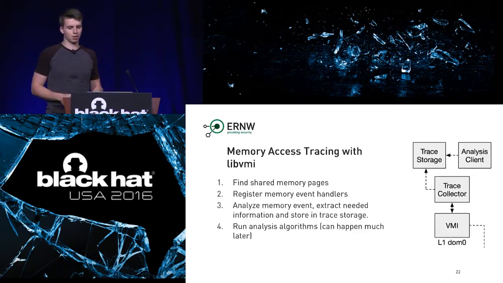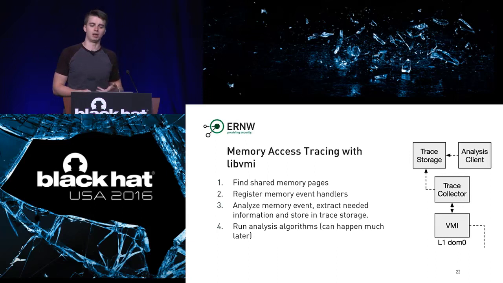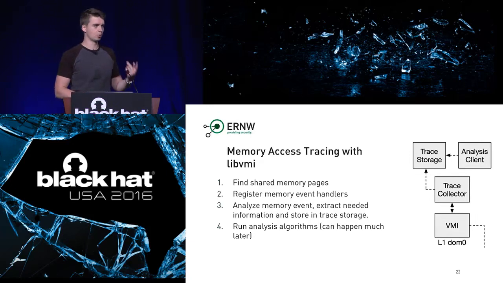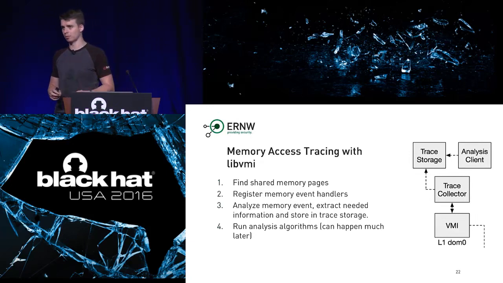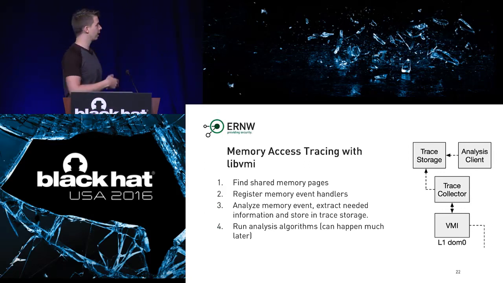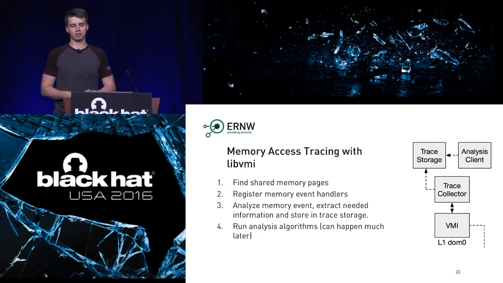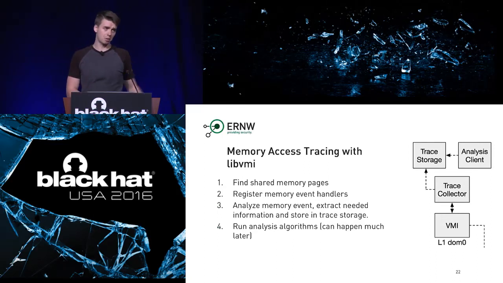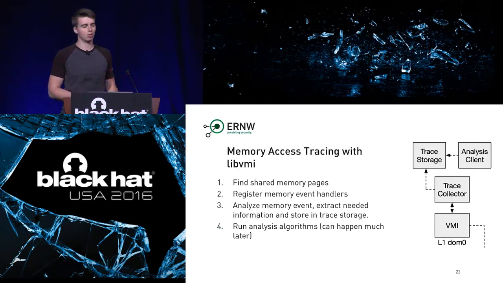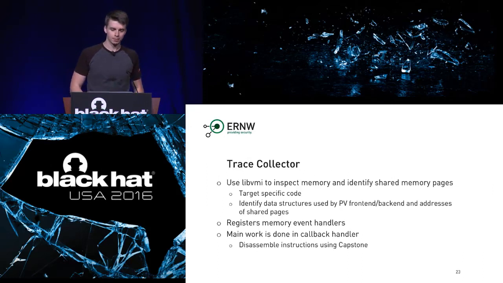So with this feature, we can easily implement memory access tracing. We basically find all shared memory pages, then we register memory event handlers for every one of these shared memory pages, and whenever an EPT violation is triggered, so whenever we see something, we analyze this memory event, extract all the needed information, and then store it in our trace storage with an analysis algorithm that later on tries to find double fetch vulnerabilities or whatever else we are interested in.